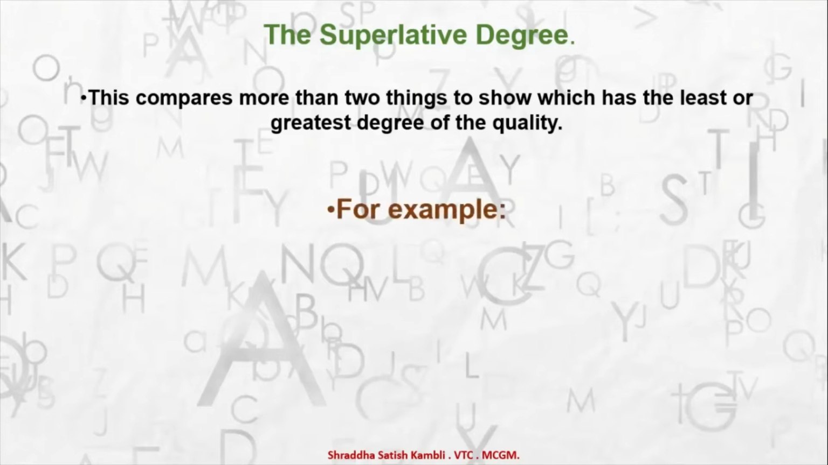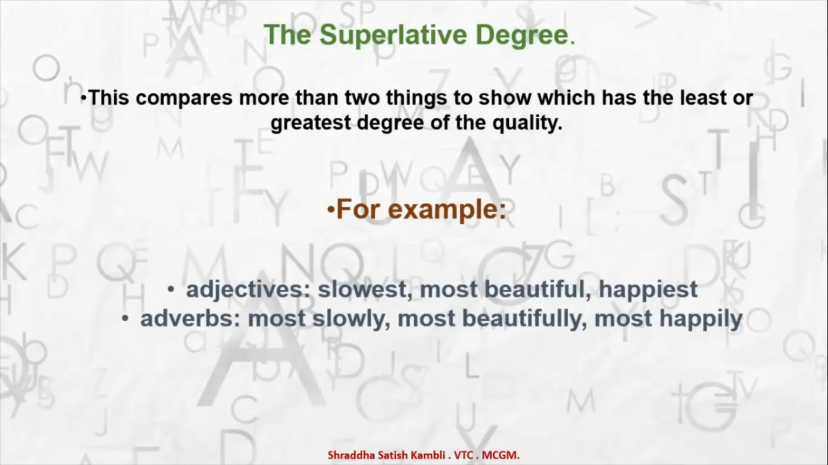Okay, for example, adjectives which can be used are slowest, most beautiful, happiest. So see, slowest means there is nothing which is slower than this. Most beautiful means there is no one else who's as beautiful as that person, or there is no other thing which is as beautiful as that particular thing. Happiest means the state of mind where there is no one else who's as happy as we are. Okay, so all these are examples of superlative degree.